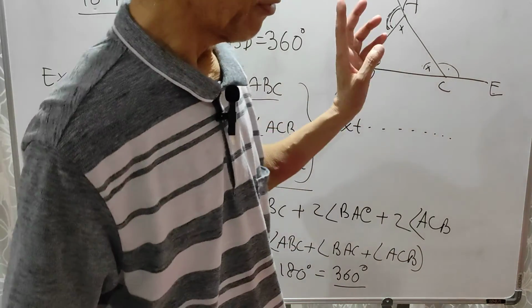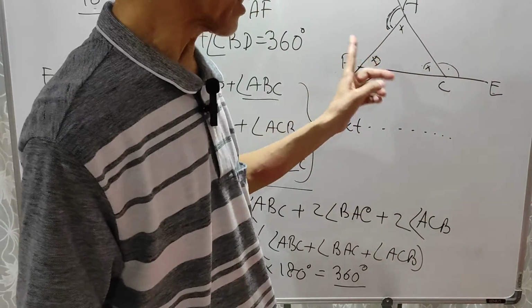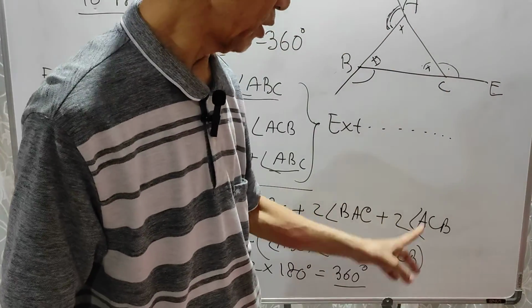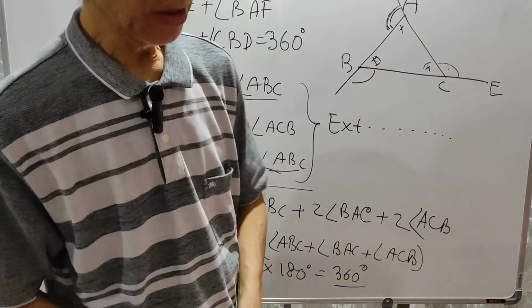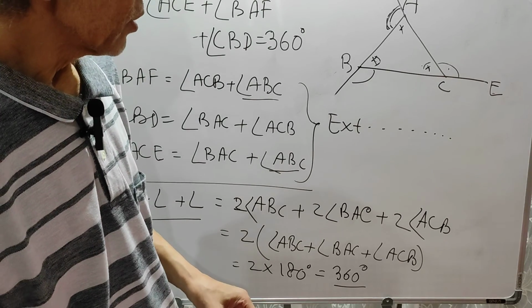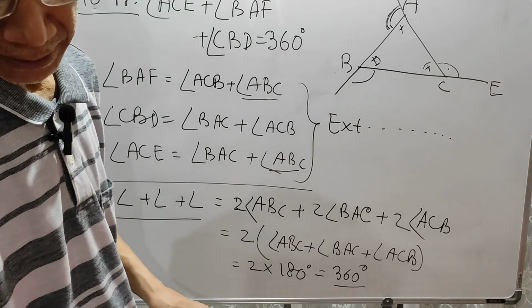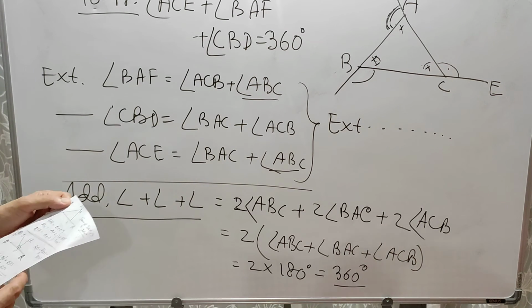So later on you will find in the case of quadrilateral, pentagon, hexagon, the sum of external angles is always 360 degrees. Whether it is a triangle or quadrilateral or pentagon or hexagon, the sum of the external angles is always 360 degrees. Okay.